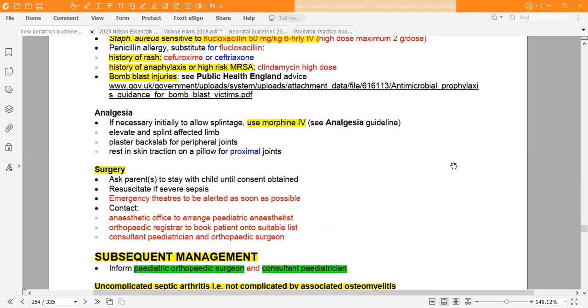Plaster back slab for peripheral joints. Skin traction or a pillow for proximal joints. Okay, so for the analgesia, you have to splint the affected limb and use IV morphine. According to the pain, we have mild, moderate, and severe pain. We have guidelines for the analgesia itself. We can go through it another day. So in here, we're going to elevate and splint the affected limb, plaster back slab for peripheral joints, skin traction or a pillow for proximal joints.